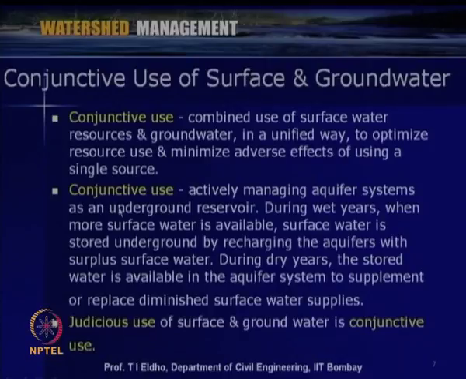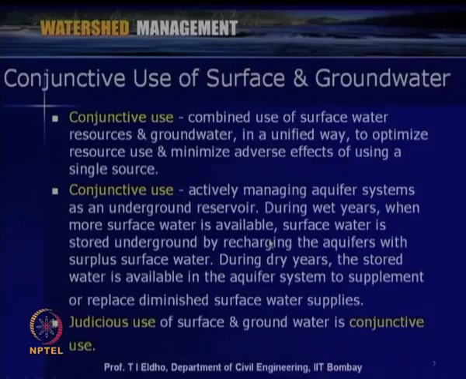In conjunctive use, what we are doing is actively managing the aquifer system as an underground reservoir. During wet years, when more surface water is available, surface water is stored underground, so there will be good recharge to the aquifer system. By recharging the aquifers with surplus surface water, then during dry years or in summer, the stored water available in the aquifer system can supplement or replace the diminished surface water supplies.